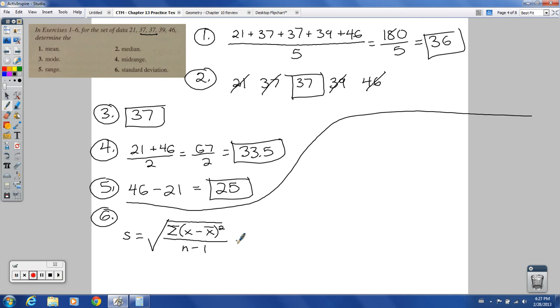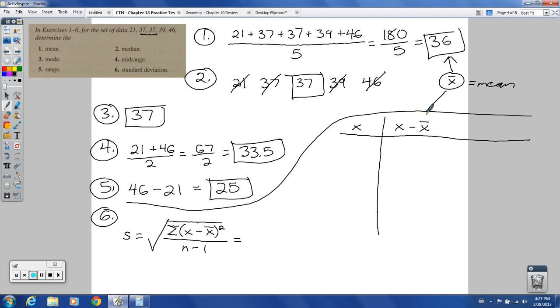Okay, so what are we going to plug in here? We need to figure out some stuff here. So first of all, we're going to have our x values. I'm just going to make a little table over here. Then we'll have our x minus the mean values. We've already figured out the mean. That was right here. This is the mean. This is x bar.